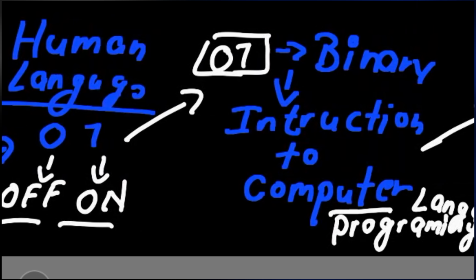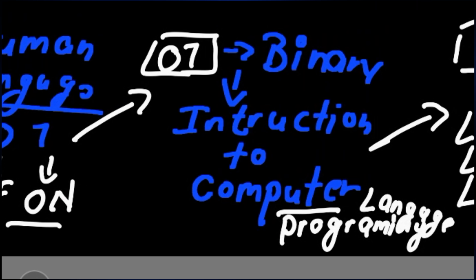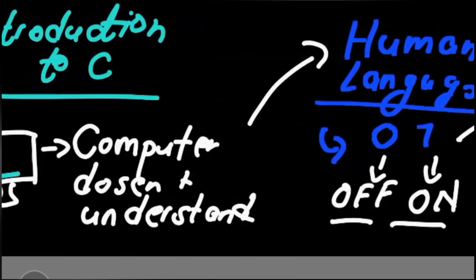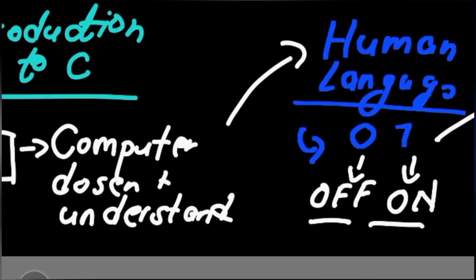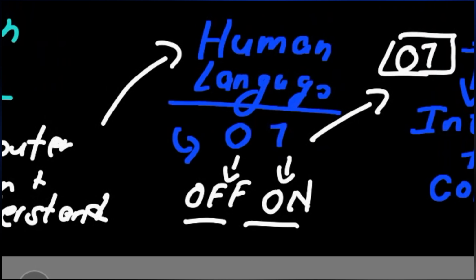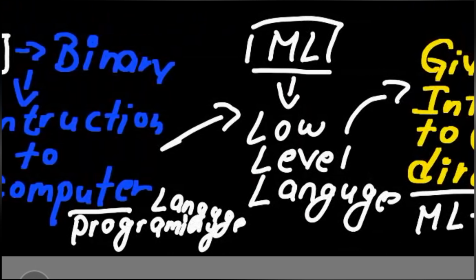Basically, 0 and 1, or binary, is used in a sorted way to give instructions to the computer. This is called a programming language. A programming language is used to give instructions to the computer. It's like a language of a computer that the computer understands and executes as a program. Programming languages are divided into high-level language and low-level language.